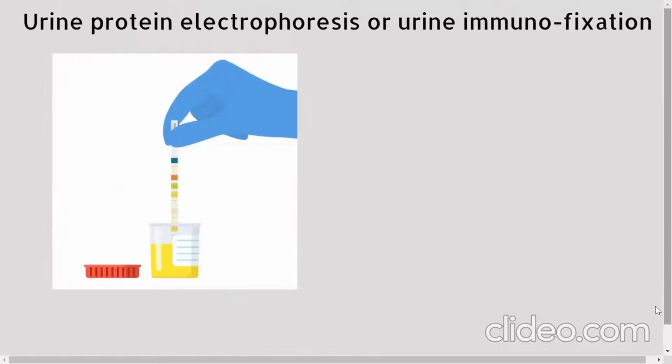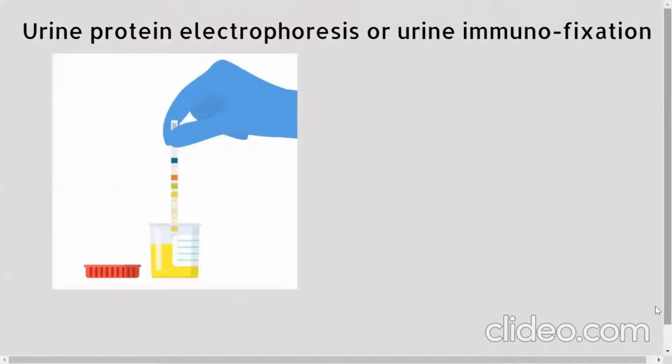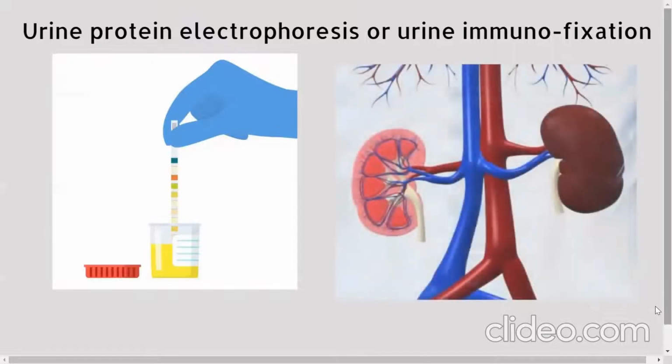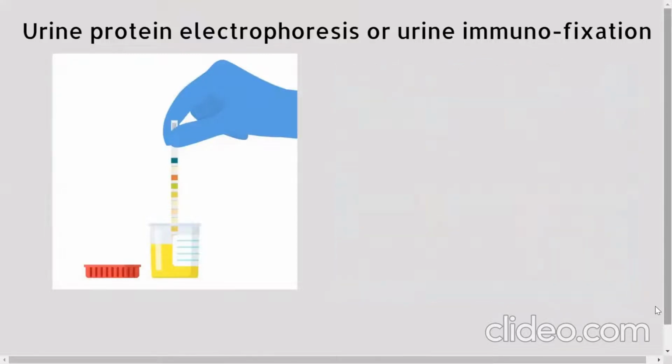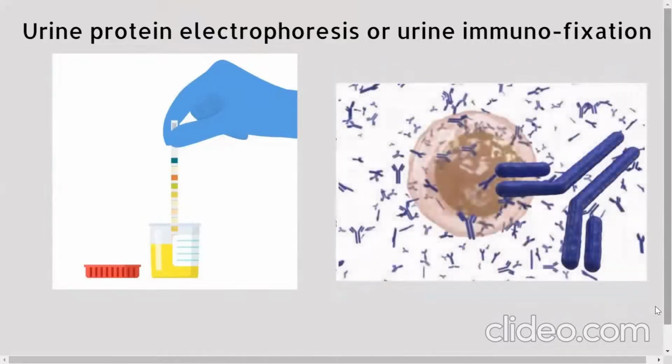Urine tests such as urine protein electrophoresis or urine immunofixation. This is a routine test done on a urine sample to assess the different types of proteins excreted by the kidneys. However, a urine immunofixation measures the levels of M proteins that are specific to patients with multiple myeloma. These M proteins are fragments of the abnormal antibodies produced by the neoplastic plasma cells.